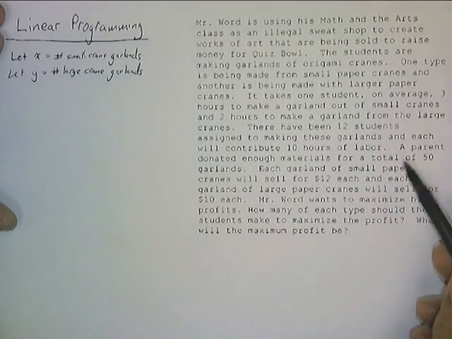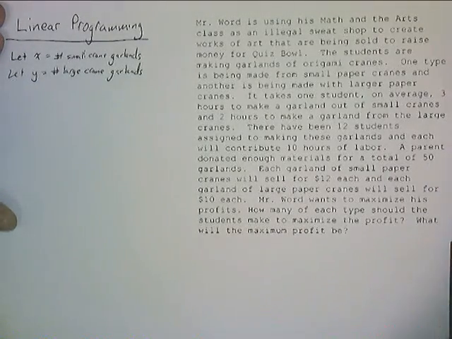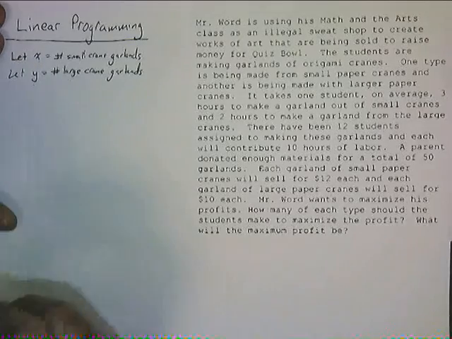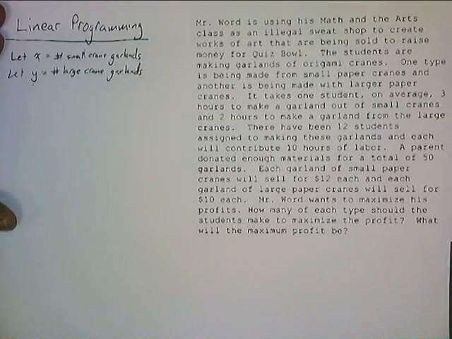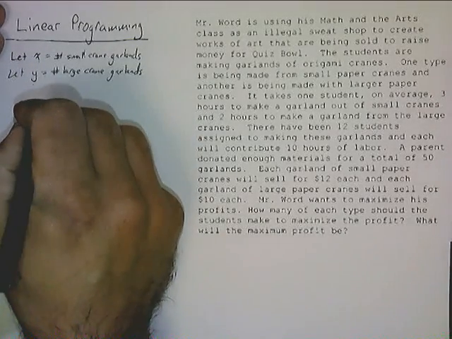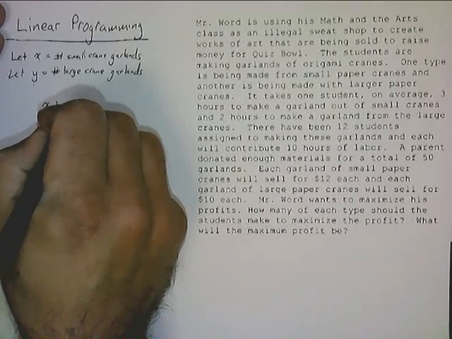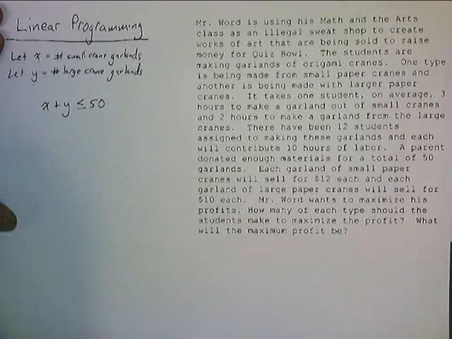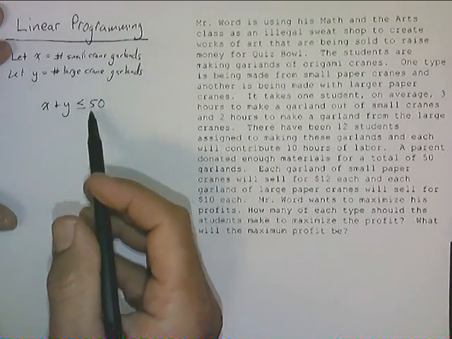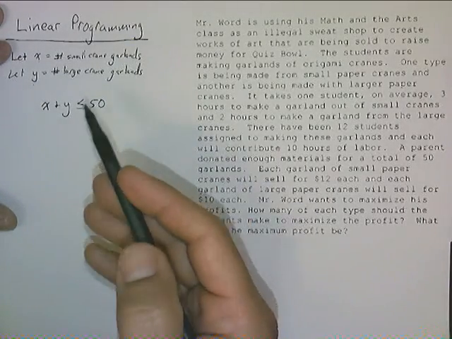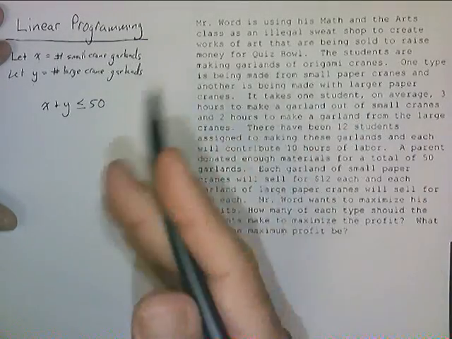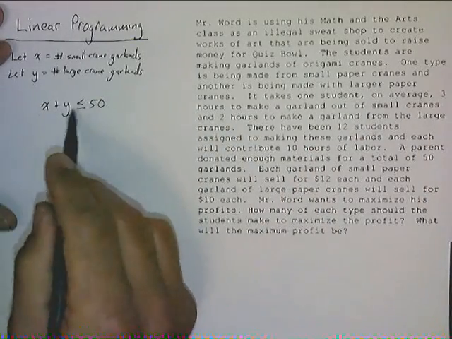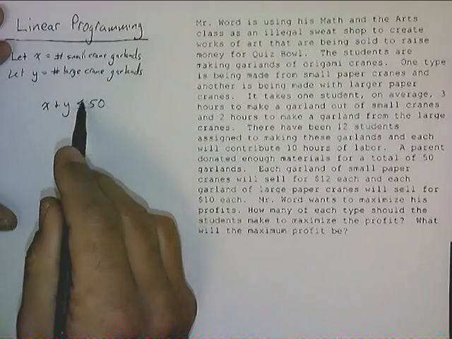If we're going to make a total of 50 garlands, they can only be either small crane garlands or large crane garlands. So this leads us to the inequality x plus y has to be less than or equal to 50. We can make less than 50, though we're probably going to make the total of 50 to maximize profit. But this is reasonable: x plus y is less than or equal to 50.